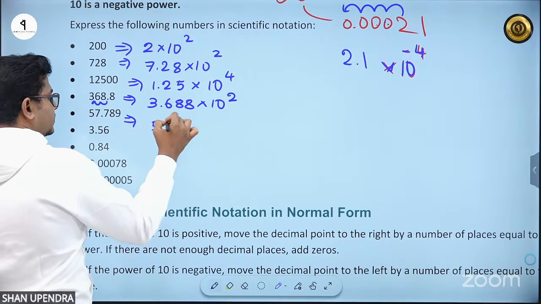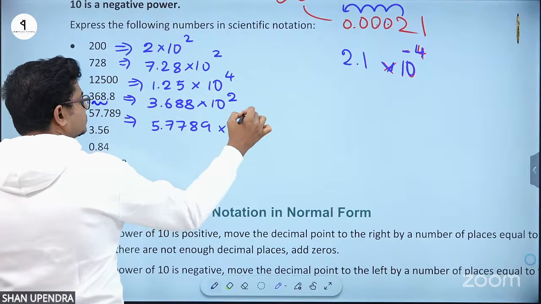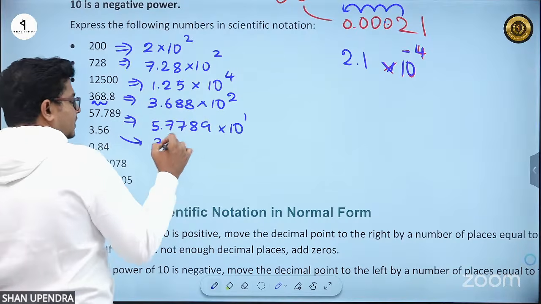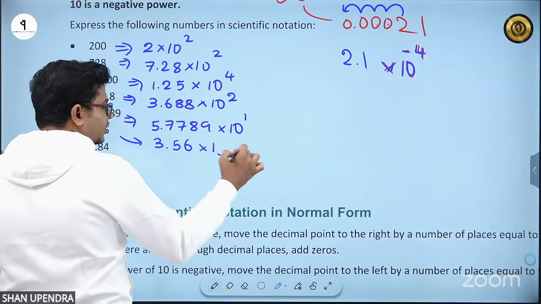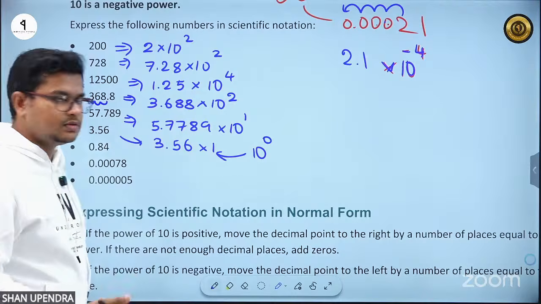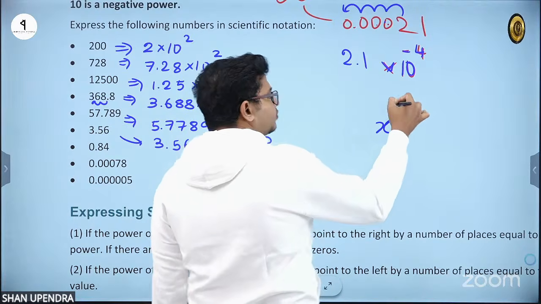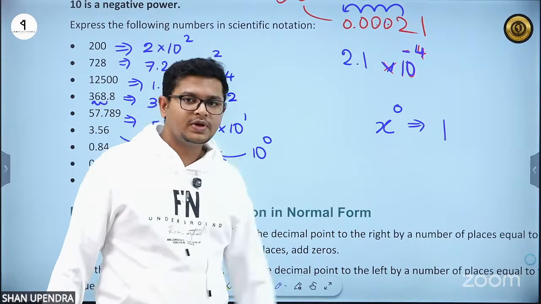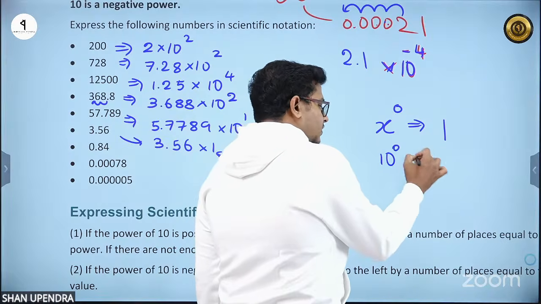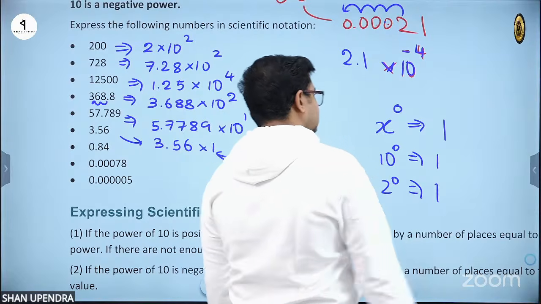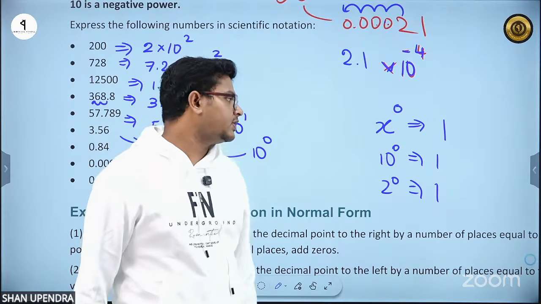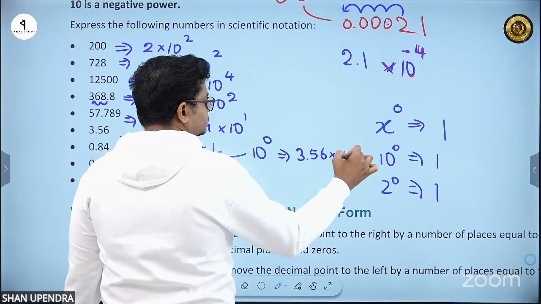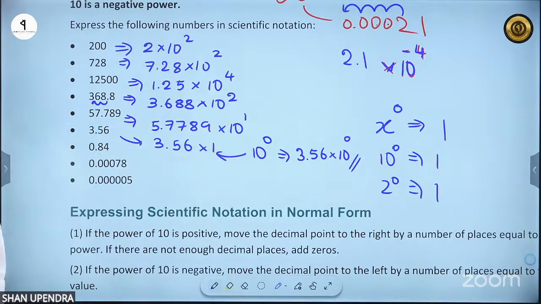Here 5.7789 into 10 to the power 1. Here, if you want to write it in scientific notation, 3.56 into 10 to the power 0. Remember that, whatever number you take to the 0th power becomes 1. 10 to the power 0 is 1, 2 to the power 0 is 1. So you can represent this as 3.56 into 10 to the power 0, but no need, we are not representing it that way. Just keep 3.56, that's enough.